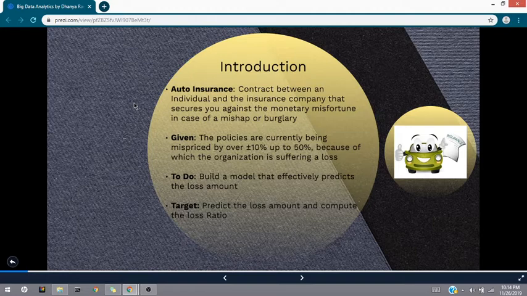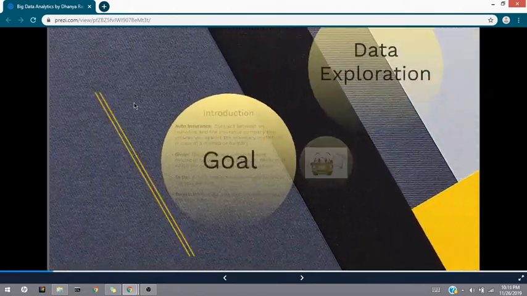We have to optimize these mispriced auto insurance policies by calculating loss ratio. Given a policy with premium amount and other attributes, our goal is to build a machine learning model that can predict the loss amount for the particular policy, which can be used to calculate the loss ratio.